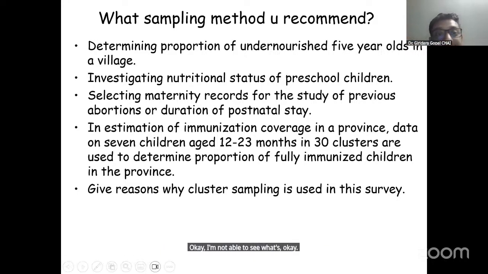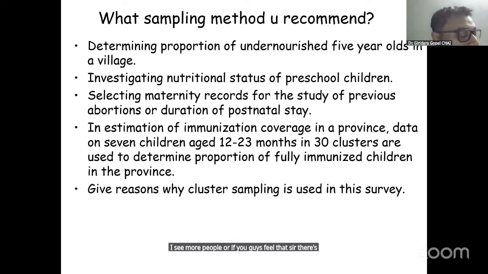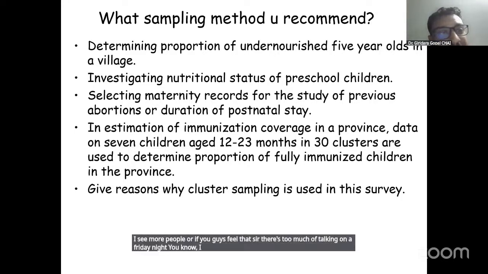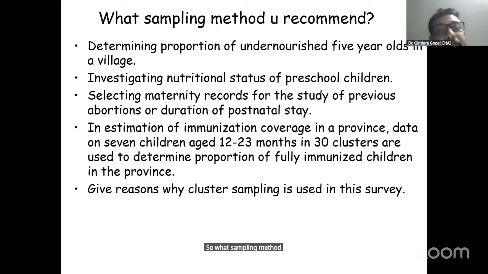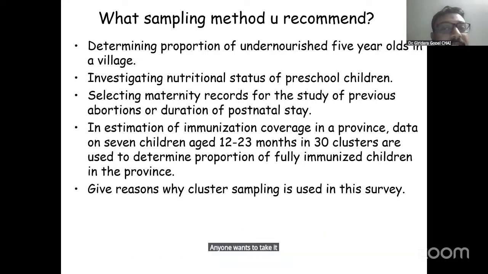Okay, so what sampling method do I recommend? This is a question for you guys. Maybe some of you could take it up. If you guys feel that, sir, this is too much talking on a Friday night, I want to go watch IPL, I can skip this slide altogether. So, what sampling method would you recommend for determining the proportion of undernourished 5-year-olds in a village? What kind of sampling method would you use? Anyone wants to take it up, or do you want me to skip? I've gone through your age group, so I don't mind if you want me to skip. So please feel free.